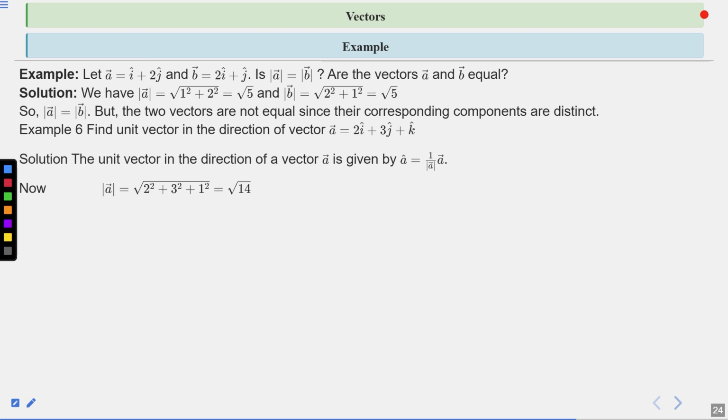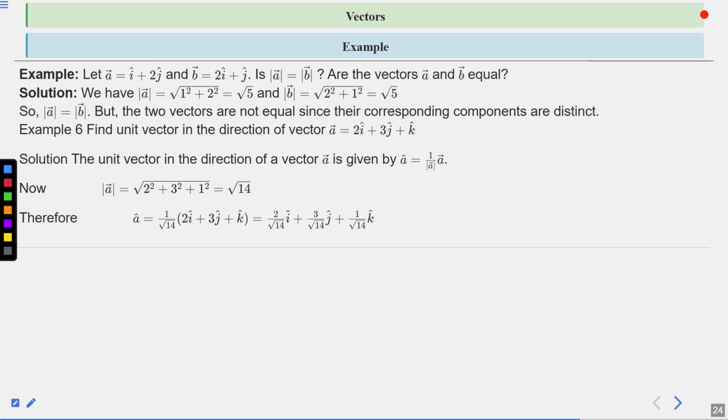Now the magnitude of the given vector is under root 2 square, because the coefficient of i cap is 2, similarly 3 and 1. So it will be under root 14. Therefore a cap = 1 upon under root 14 times (2i cap + 3j cap + k cap). So it will be 2 divided by under root 14 i cap + 3 divided by under root 14 j cap + 1 divided by under root 14 k cap.